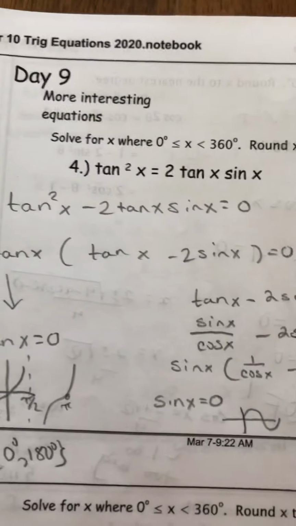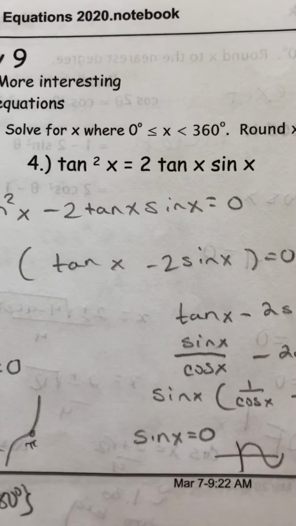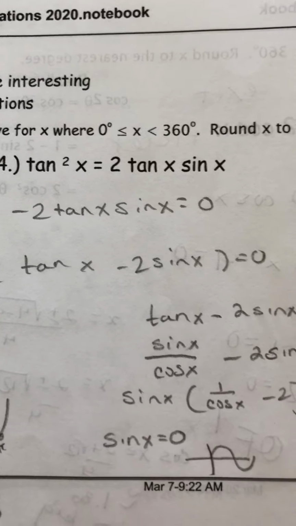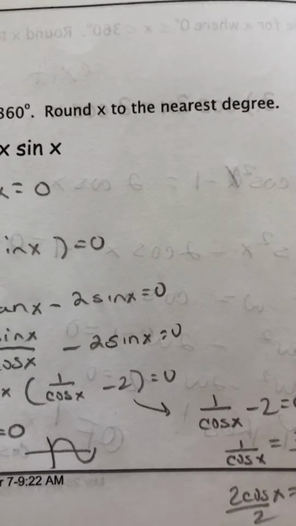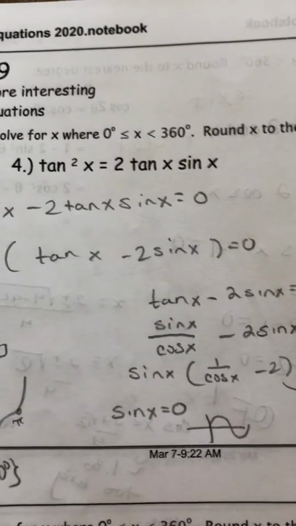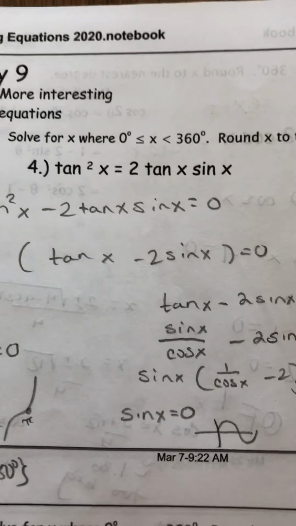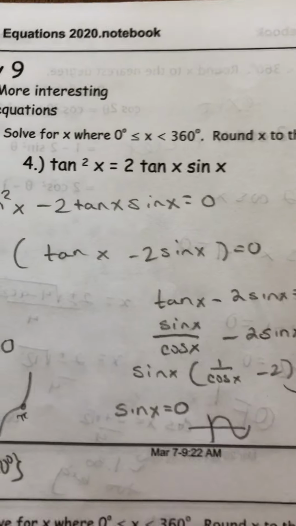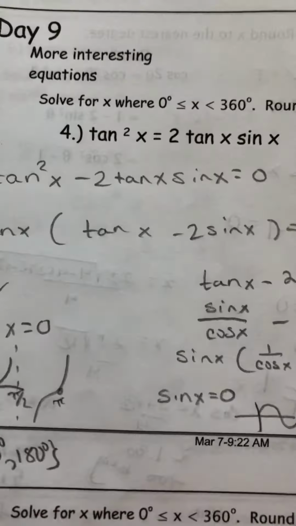So this is where we left off, more interesting equations, and we have to solve for x once again between 0 and 360, up to but not including 360, and once again we're asked to round to the nearest degree. Now the temptation here is to cancel tan x from both sides. Don't do that. That's going back to our GCF. If you cancel the GCF from both sides, you lose potential answers.